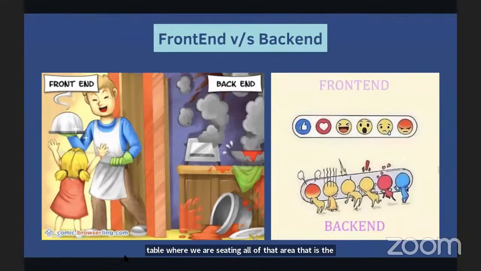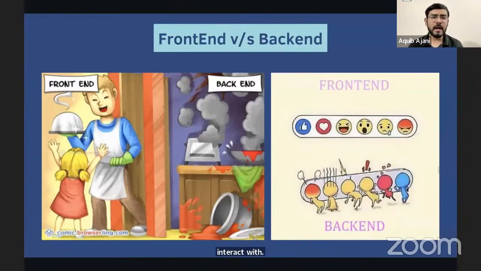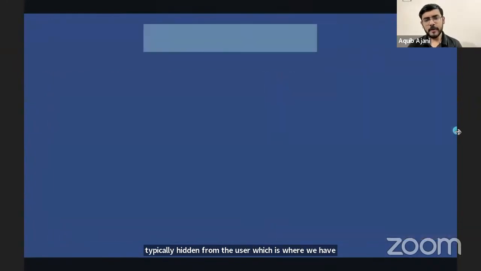And then we have something called the back end, which is where all the ingredients are stored. That can be considered data storage. That is where all the food will be cooked. So the kitchen, cooking area, and ingredient storage room all make up the backend and the database of the setup. In a similar way for a website, front end is everything that is visible to the user, or to be more precise, something that the users can interact with, right? And back end is something typically hidden from the user, which is where we have all the logic and the functionality. So that's what front end and back end mean.